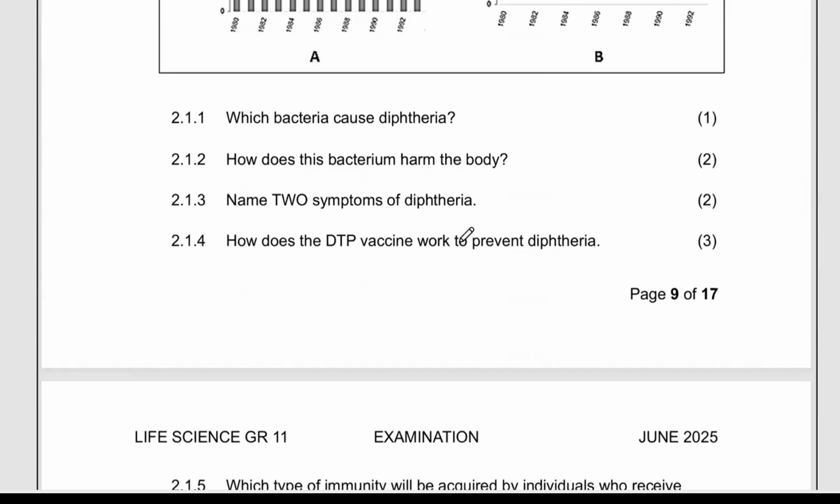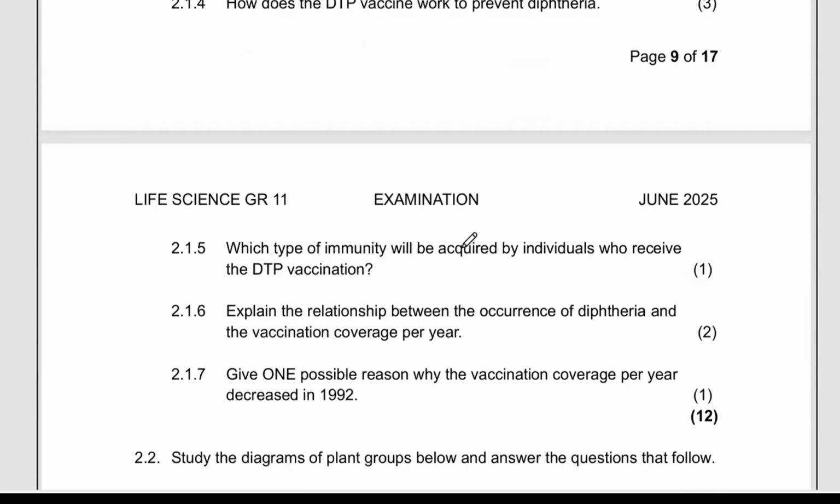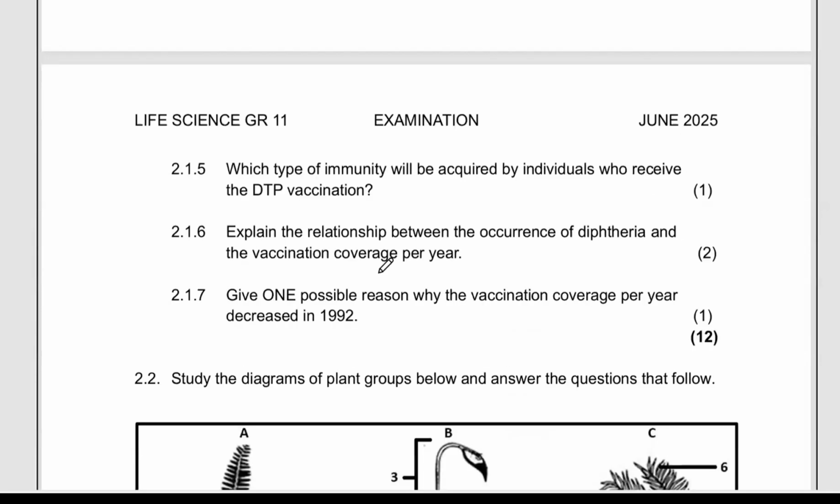Then they're asking which type of immunity will be acquired by an individual who received this. You have introduced it, so we can call it artificial acquired active immunity. It is an acquired active immunity, but it is artificially done. So it is an artificial acquired active immunity.